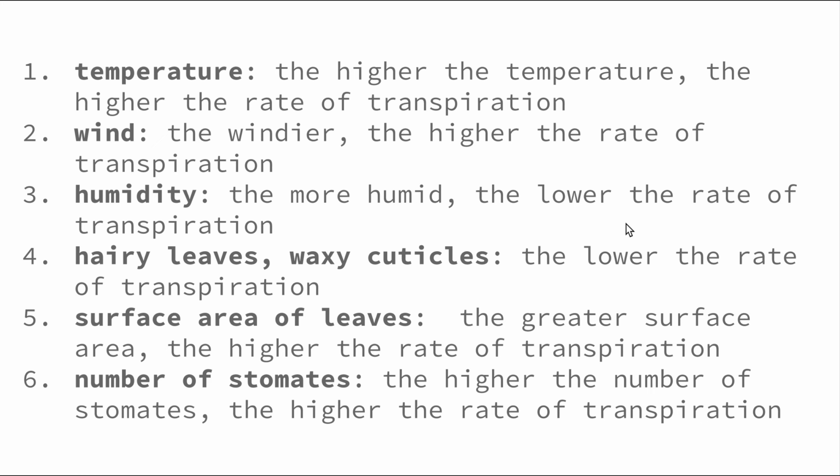Hairy leaves or waxy cuticles also lower the rate of transpiration. As we know, waxy cuticles help to decrease water loss by forming a film over the surface of the leaf, so obviously the water can't get out. And having hairy leaves, a bit like when you're cold, they form little air pockets, so the water gets trapped in the air pockets and therefore lowering the rate of transpiration.